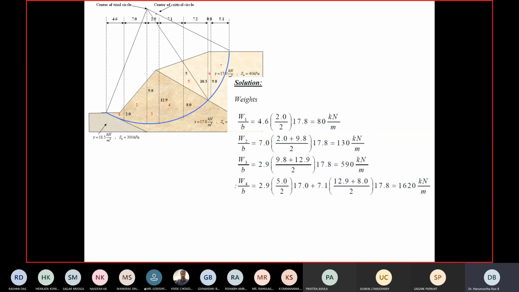Then W3. So heights are known here. So everything has been given. The width of the slice has been given. The height of the slice has been given. It's good.